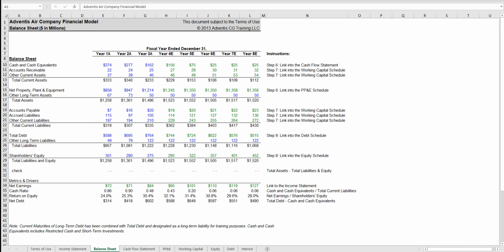Last but not least, we have shareholders' equity, which is a common link between the cash flow statement and balance sheet. Because net earnings minus any dividends, minus any shares repurchased from the cash flow statement, flows into the shareholders' equity account on the balance sheet. Note how the balance sheet always balances with assets equaling liabilities plus equity.